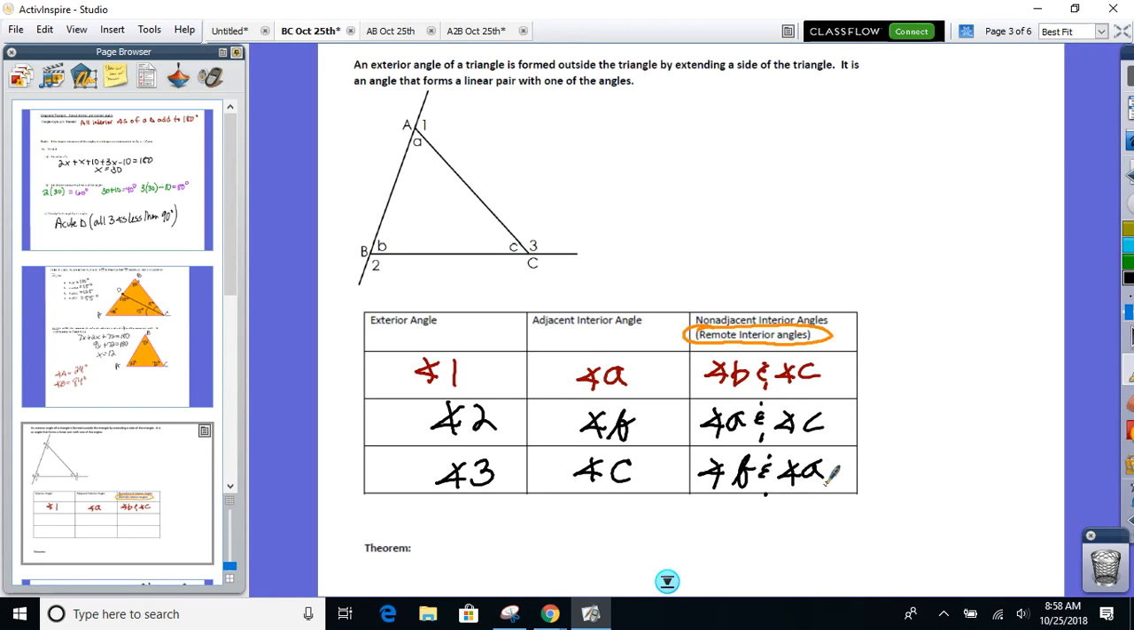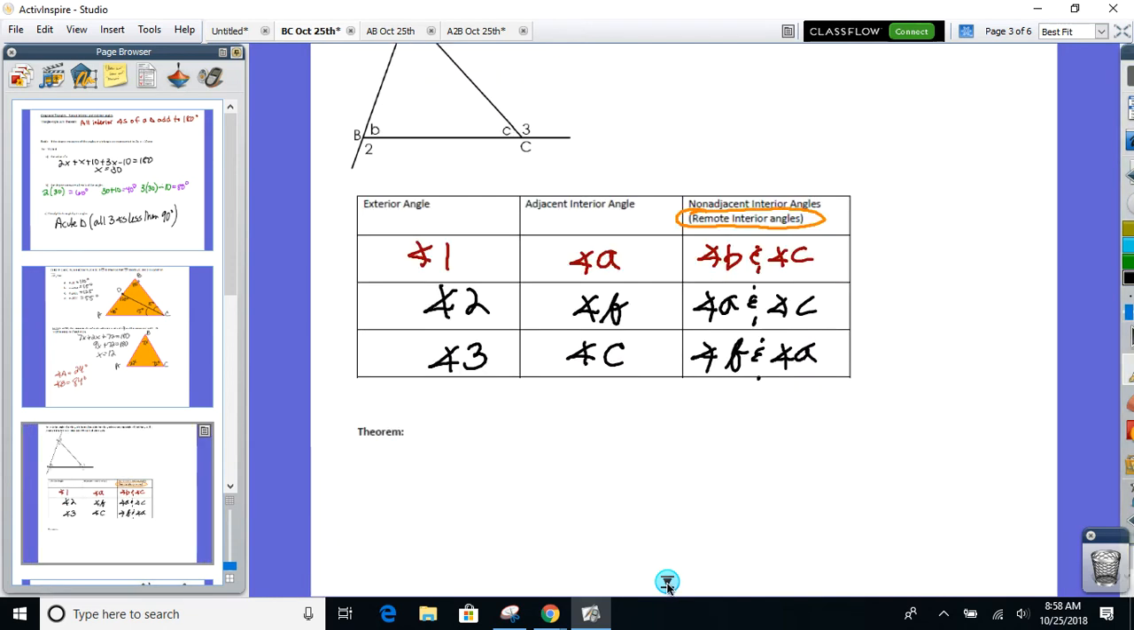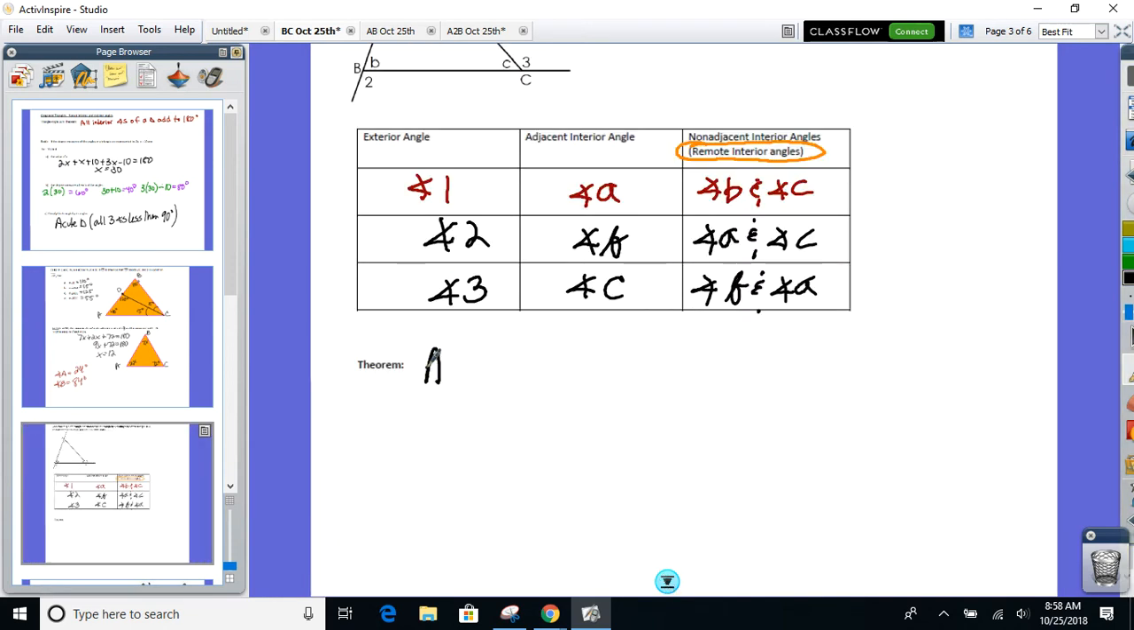All right, so let's put it down on paper now, our theorem, which says an exterior angle is equal to the sum of the, what are we calling those two angles? Yeah, remote interior angles.